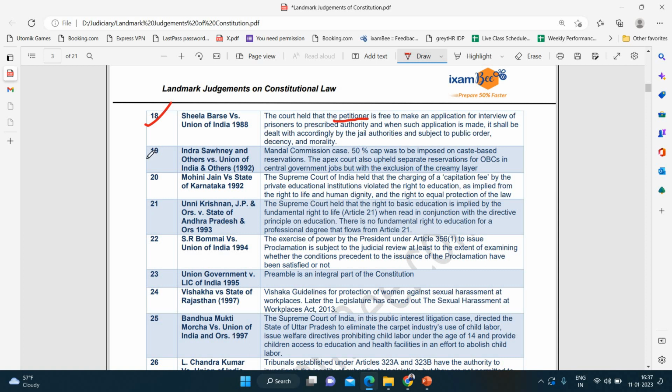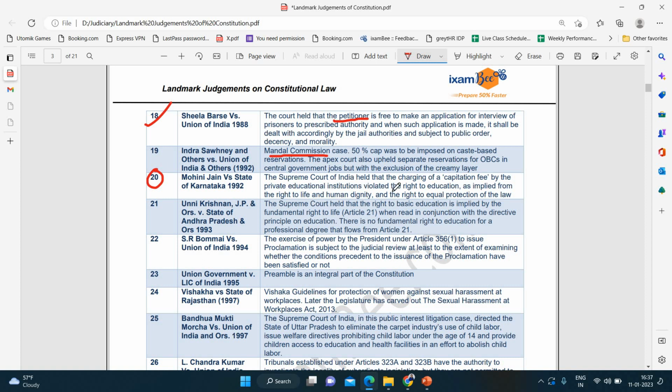Then Indira Sawhney and others versus Union of India, which is also called Mandal Commission case. Here 50% cap was imposed on caste-based reservations. The Apex Court also upheld separate reservations for OBC in central government jobs but with the exclusion of the creamy layer. Then another important case is Mohini Jain versus State of Karnataka 1992.